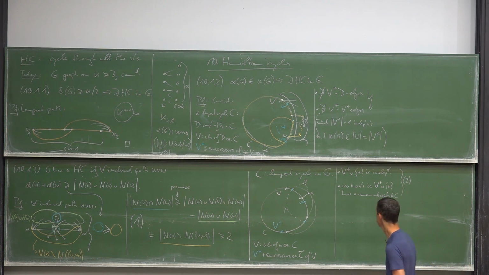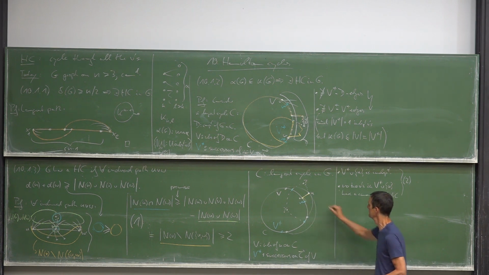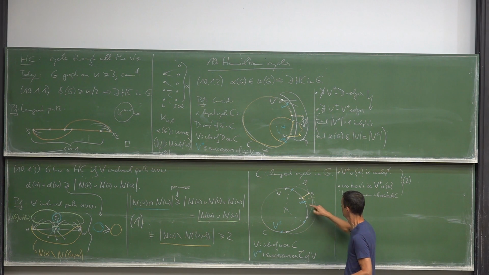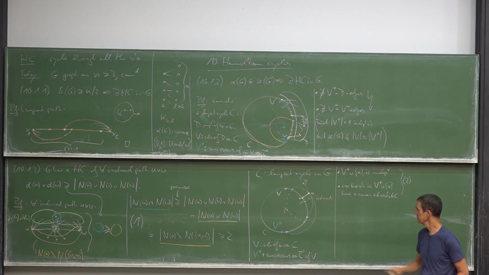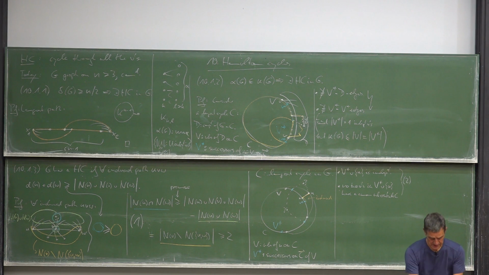And in particular, these paths here, u, v, v plus, they're going to be induced, right? Because u and v plus are non-adjacent by this. So since they're induced, we can apply the premise to such little paths here, and we'll do that in just a moment.